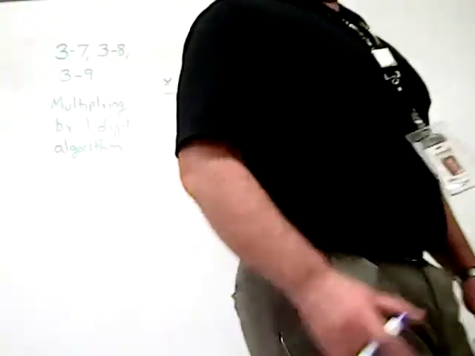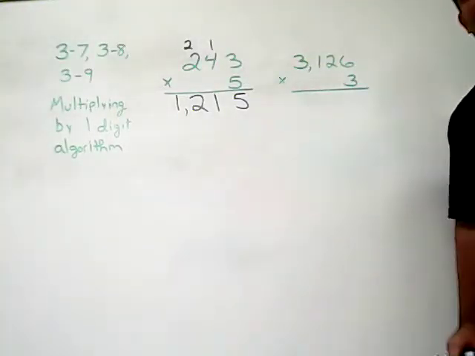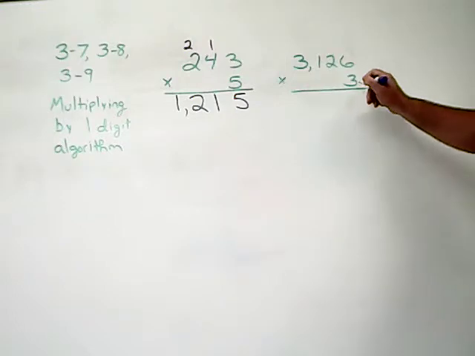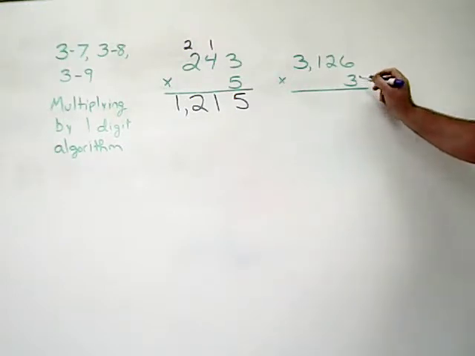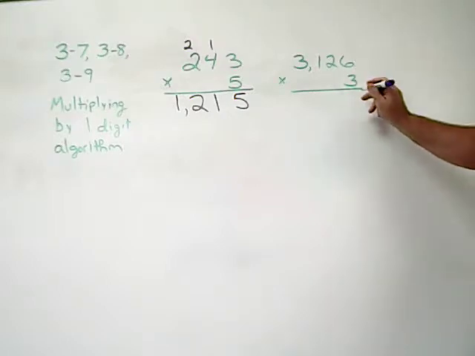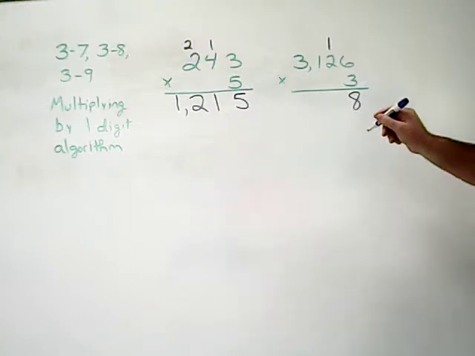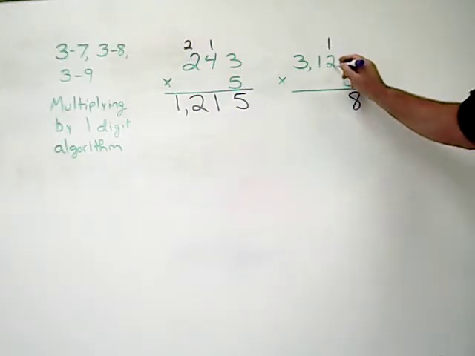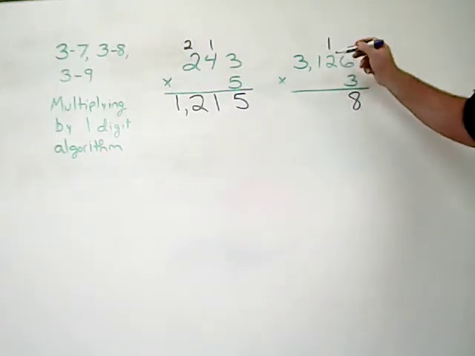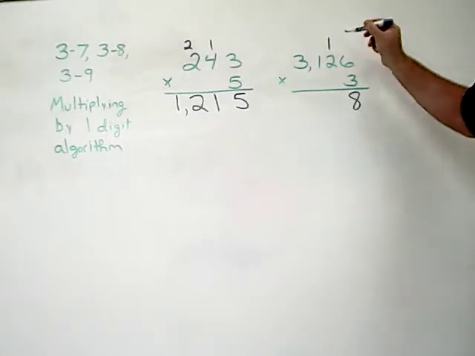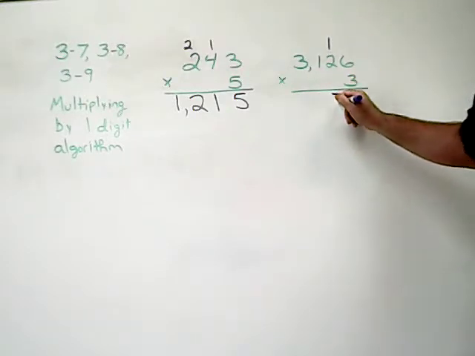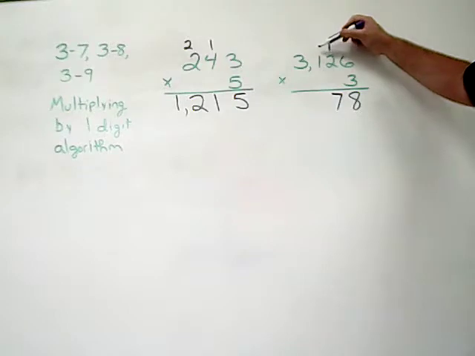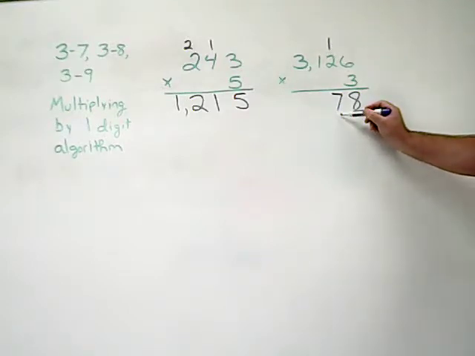Let's take a look at the next example, 3,126 times 3. Bottom to top. Keep that in mind, bottom to top. So 3 times 6 is 18. I'm going to put my 8 on the bottom. My 1 goes up top. 3 times 2 is 6. 6 plus 1 is 7. Now notice I have no digit to carry because 7 is a single digit number.